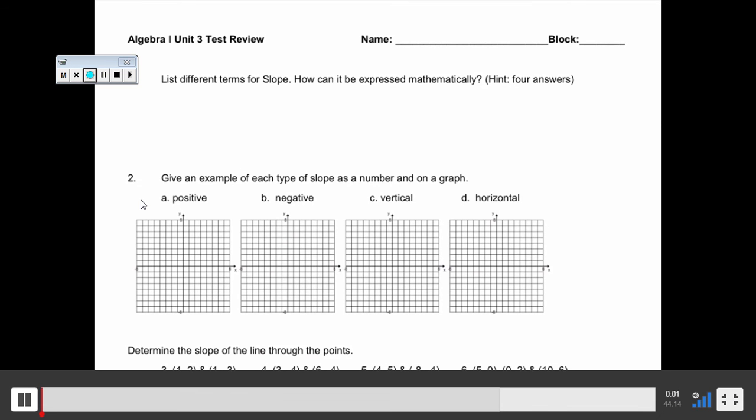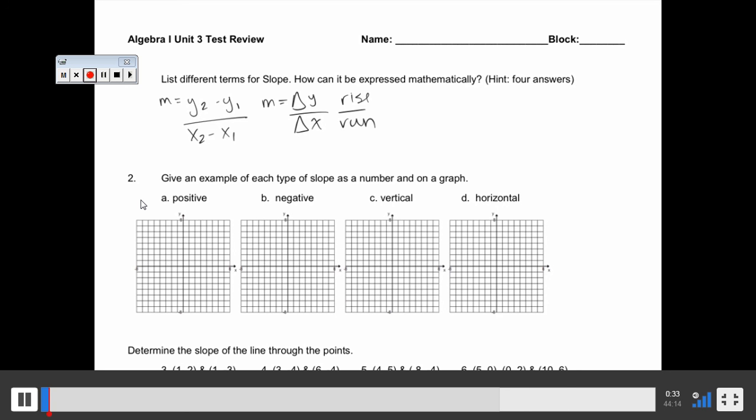Algebra 1, Unit 3 test review. For slope, it tells you there are 4 answers. You can have the formula, you can also have delta y over delta x. Remember, that just means the change in y over the change in x. You can have rise over run.